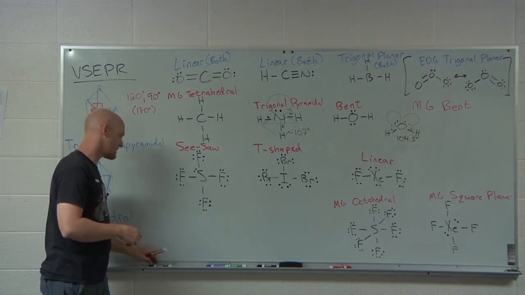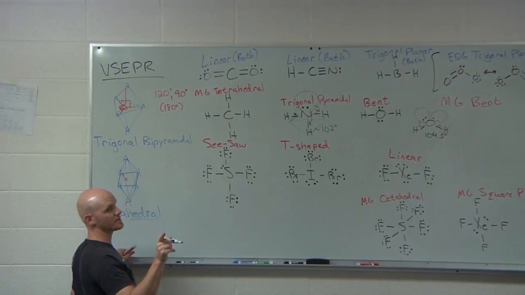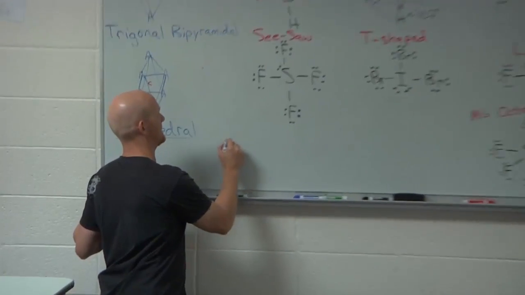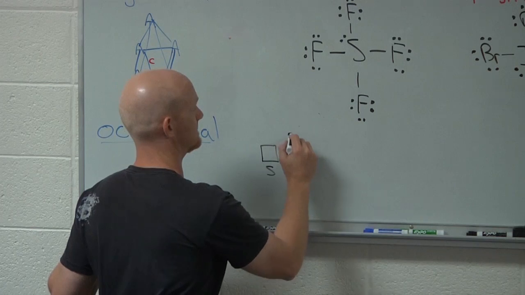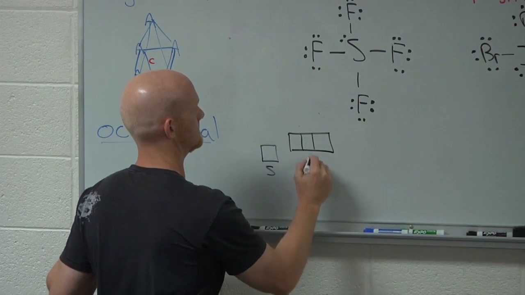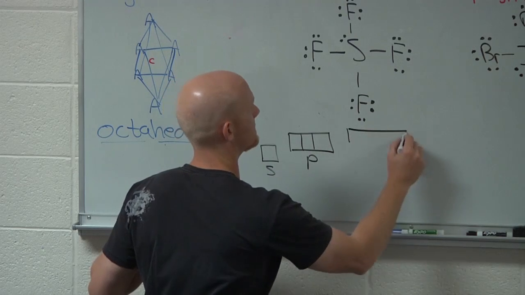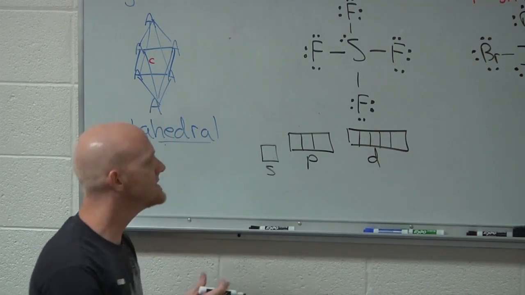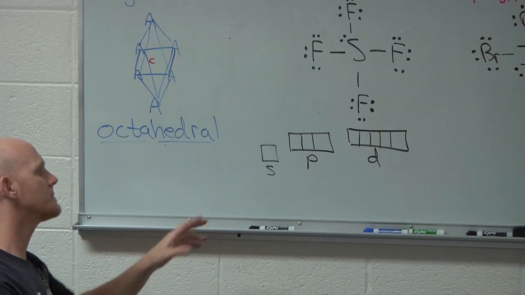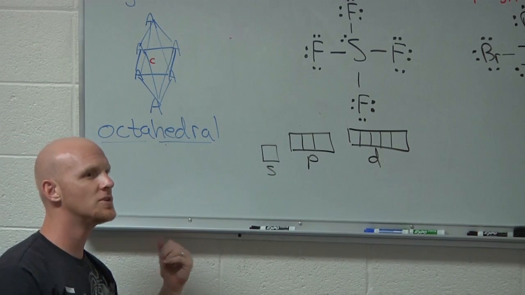Here's the way this works. How many s orbitals are there in any particular shell? Well, there's 2 electrons, but how many orbitals? Just 1. How many p orbitals? 3. Can hold 6 electrons, but just 3 orbitals. And then you're going to have 5 d orbitals. This idea of hybridization comes from when you mix orbitals. And when you mix orbitals, you make new orbitals.